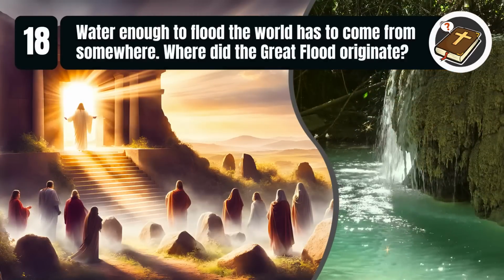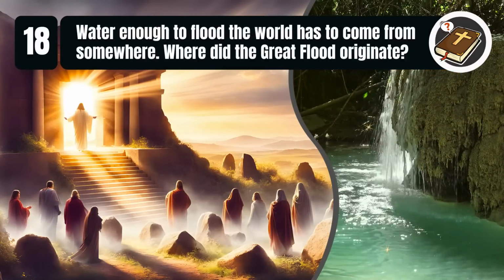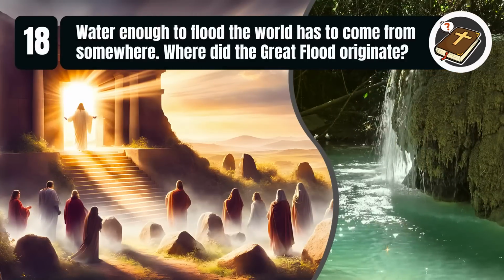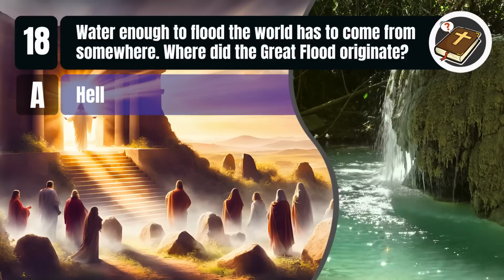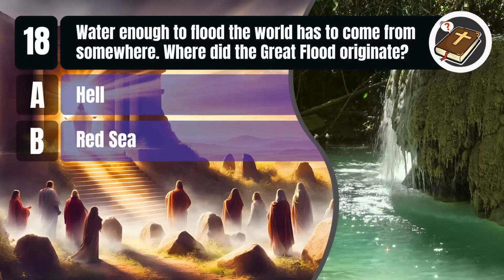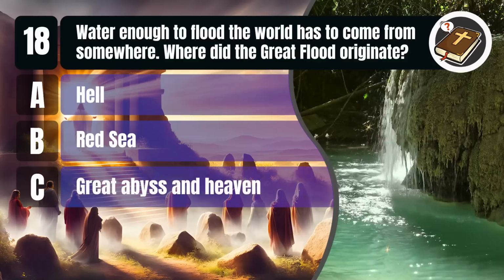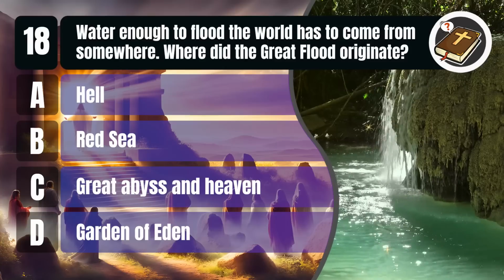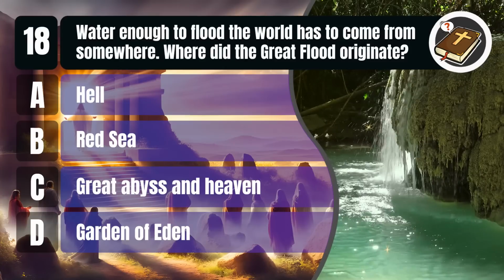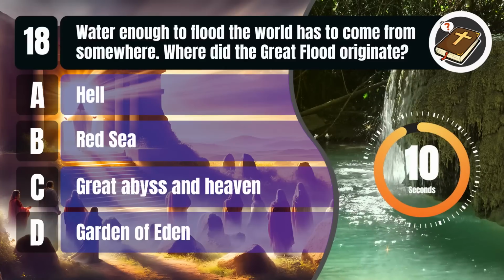Question 18. Water enough to flood the world has to come from somewhere. Where did the Great Flood originate? A. Hell. B. Red Sea. C. Great Abyss and Heaven. D. Garden of Eden. You get 10 seconds.